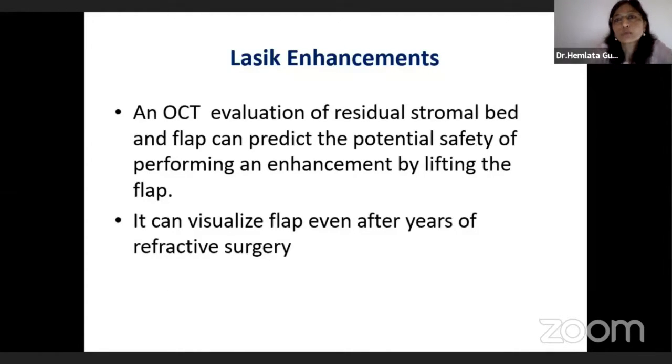So an OCT evaluation of the residual stromal bed and flap can predict the potential safety of redo surgeries. Before all kinds of redo surgeries, I highly recommend doing anterior segment OCT for all patients, because it can visualize the flap even after years of refractive surgery.